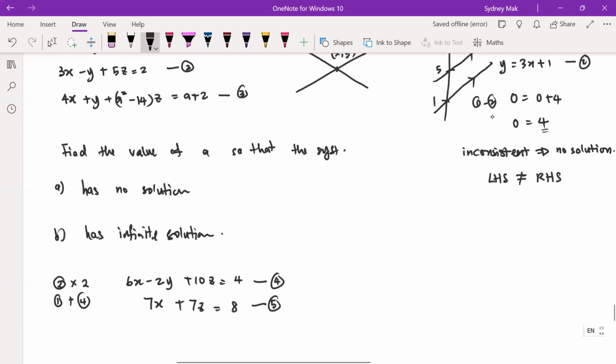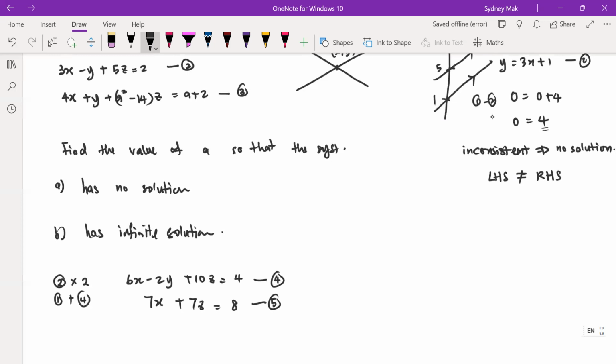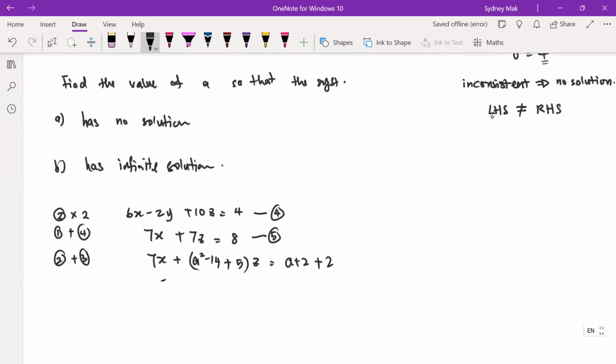And then since in equation 2 and equation 3 the y coefficient is already the same, I just take equation 2 plus equation 3. The y will cancel each other. I have 7x, and then for the z portion, I have a squared minus 14 plus 5 of the z, equivalent to a plus 2 plus 2. So a plus 4, yeah? Let's simplify this part first: 7x plus a squared minus 9z equals a plus 4. Let's call this equation 6.